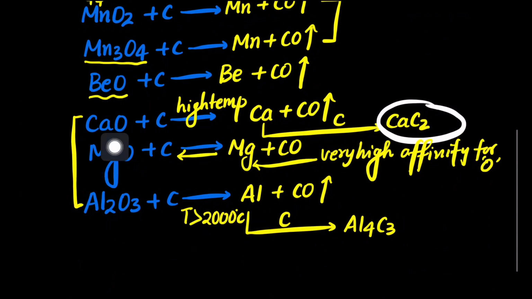But if we talk about calcium oxide, magnesium oxide and aluminium oxide, these oxides have very, very high thermal stability. The first point is that they require really high temperature to get reduced. Second, they can form carbides, and in the case of magnesium there is also the reversibility of the reaction. That's all about the carbon reduction of metallic oxide to metal. Thank you.